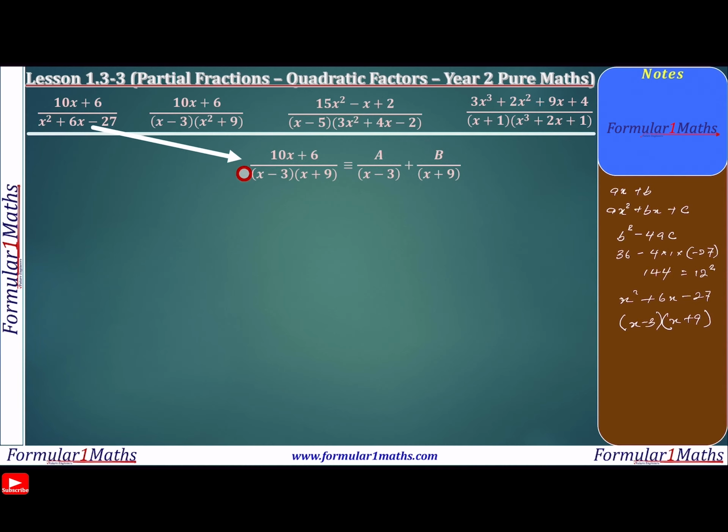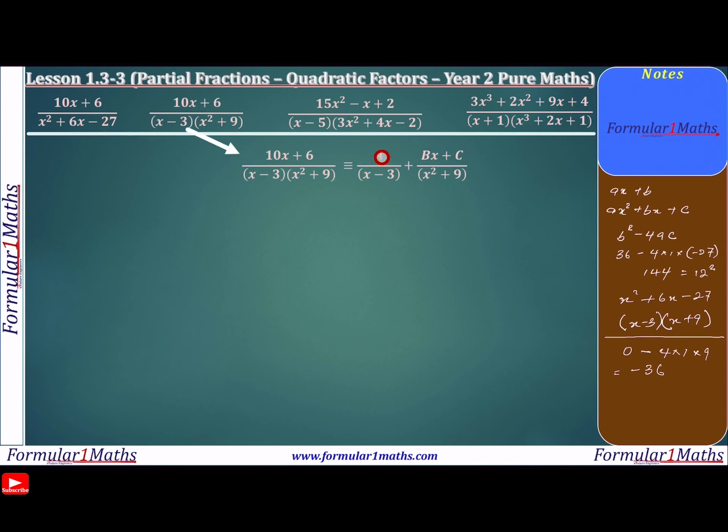B. Now in this case here, the discriminant of the quadratic here will be 0 minus 4 times 1 times 9, and that gives minus 36. And this is not a positive perfect square. And so we have to find another way of splitting this into partial fractions. In such cases, we split it up as follows.